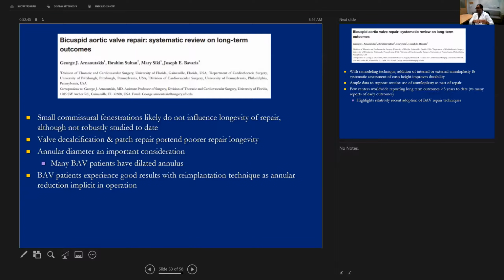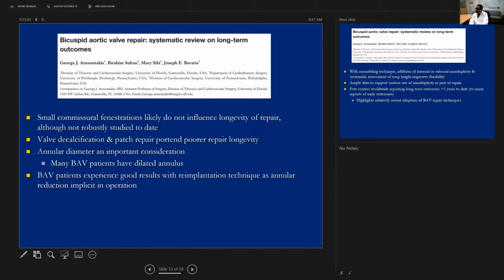That is true. You have to be very careful about valve decalcification, and patch repair certainly is associated with poor durability. As a practice, I do not do patch repairs in patients. If I see that it's not repairable, that's why you have those conversations up front, because you want to give something that's durable if you're going to put patients through a sternotomy.